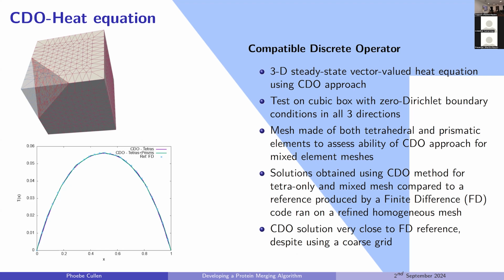Now this mesh is actually made of a mix of both tetrahedral and prismatic elements to assess the ability of the CDO approach for mixed element meshes, which will be the case for more biological meshes. These are the solutions here. They were obtained using the CDO method for a tetra-only mesh and a mixed mesh and compared to a reference produced by a finite difference code run on a refined homogeneous mesh. As you can see, the CDO solutions are very close to the finite difference reference despite using a coarse grid. So this is all good here.